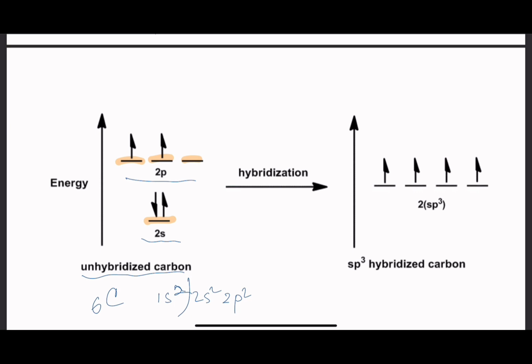So overall, I got 4 orbitals. And then how many electrons do I have? I got here 1, 2, 3, 4 electrons, and this orbital is empty. So I combined 4 electrons with 4 orbitals, and I made a new set of orbitals. It's called sp3. If you look here, I got 1, 2, 3, 4 orbitals, and I have 1 electron in each.